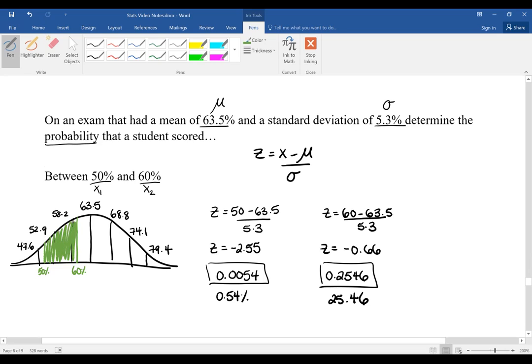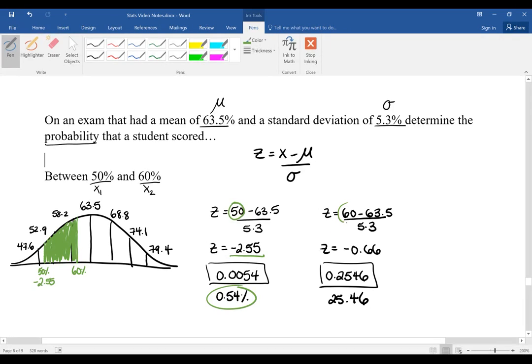When you read a Z-score table, what you're getting is the probability that the student would be scoring below this particular Z-score. So for example, when I was looking at 50, I had this Z-score, which was right here, negative 2.55. When I got the percentage of 0.54, that means there's a 0.54% probability that the student scored below 50. So they're looking at this section.